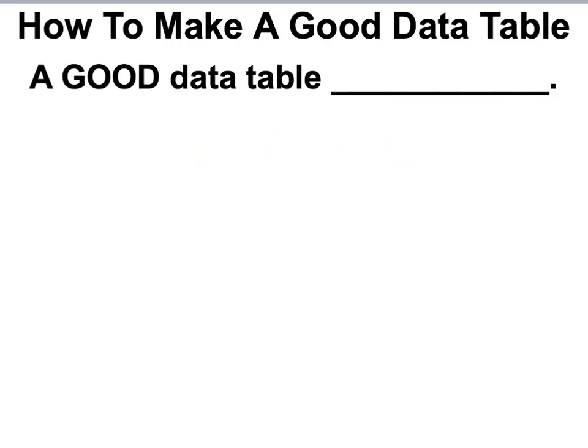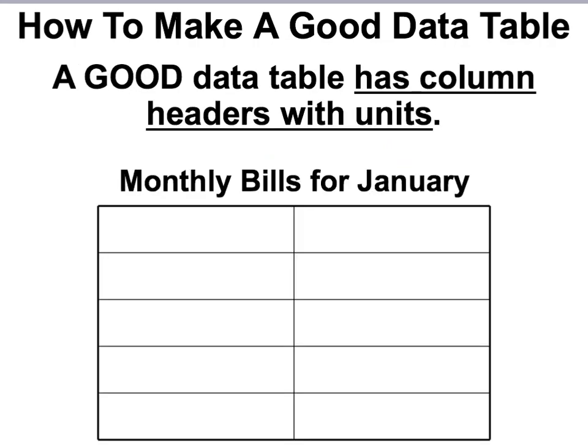Besides being neat and having a scientific title, another characteristic of a good data table that we want to keep in mind is that we put column headers. Now remember, a column, that's a structure on a building, is a structure that goes up and down to keep the building up. So, in a data table, a column is one of these. We have 2 columns here. And we want to put headers, or like mini titles, on those columns. And whenever we can put units.